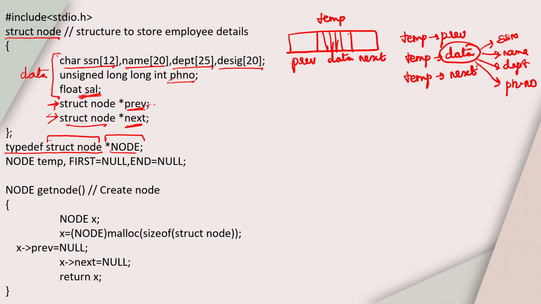So from now on, if I have to declare a node, then I will be using the data type as node and not struct node. See here, node, and I have defined temp, first and end.